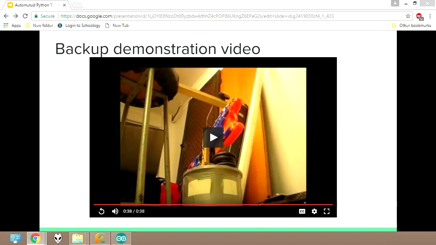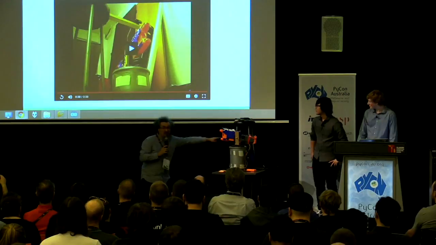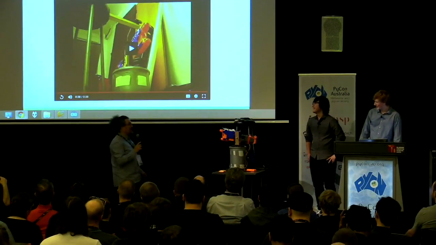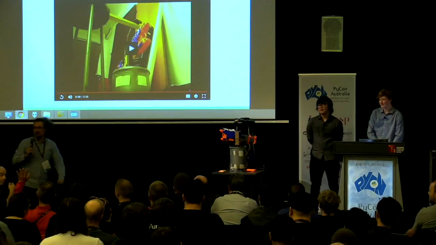Yeah. I'm going to break the rule about questions to point out that that stool is this stool. It's traveled all the way from Canberra to be here today. Any questions? Yes?